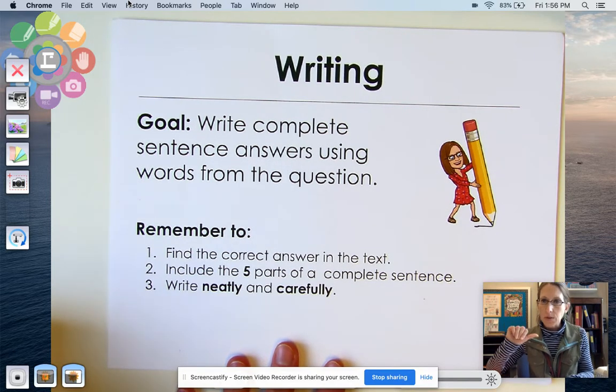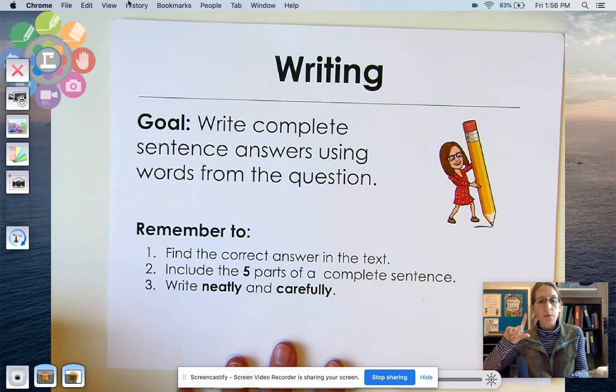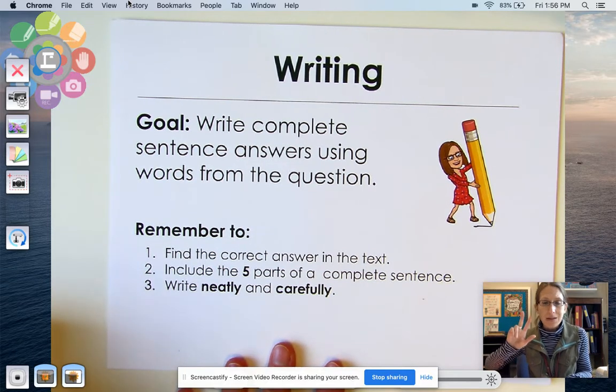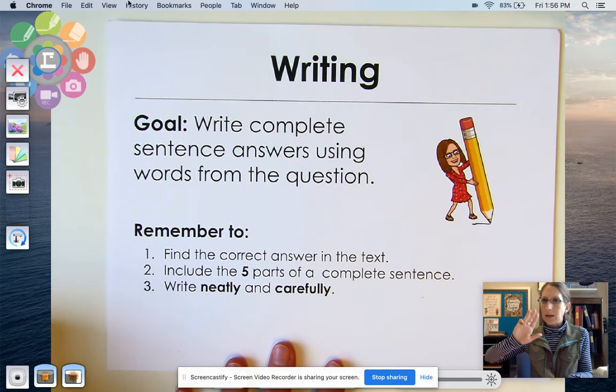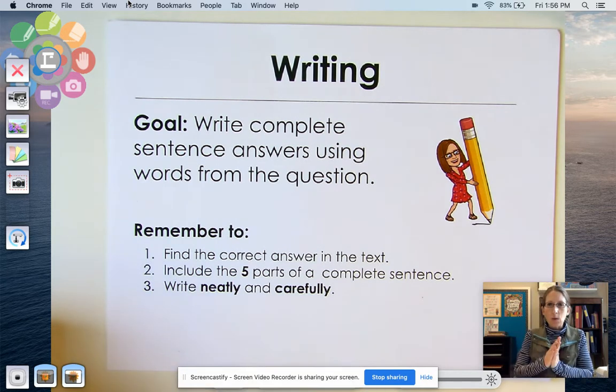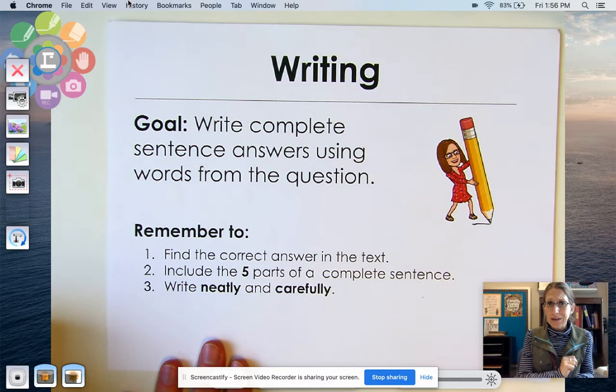It has a subject and a verb. It makes sense with every word. Add a capital letter and an end mark too. And now we have all of our parts, don't we? All right, so we're going to remember subject, verb, complete sense, capital letter, and end mark to make sure we have all of our parts. And of course, we're going to write neatly and carefully.